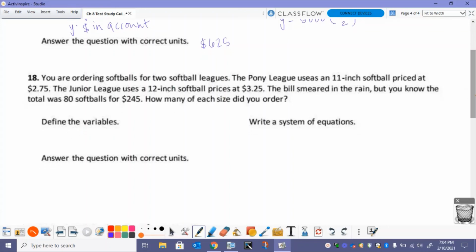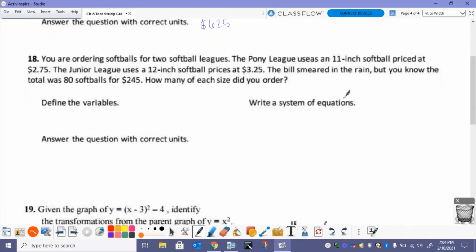All right, 18. You're ordering softballs for 2 softball leagues. The Pony League uses an 11-inch softball priced at $275. The Junior League uses a 12-inch softball priced at $325. The bill's smeared in the rain, but you know the total was 80 softballs for $245. How many of each size did you have?